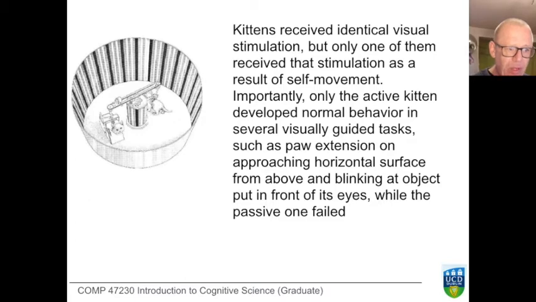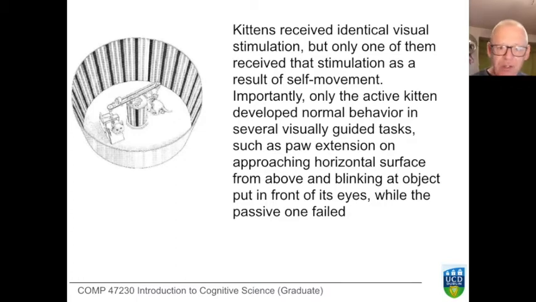After several weeks of this, only the kitten who was active had really learned to see. There are various tests to see if a visual system in a cat is working normally. So if you approach a horizontal surface from above, take your cat and bring it down towards the table, it will put out its paws because it understands that a surface is coming up. If you put an object in front of its eyes, it will blink because it understands that that is in close spatial proximity. And the kitten who had done all the heavy lifting, who had done the walking, responded normally to these tests, while the passive kitten did not. It had, in many respects, failed to learn to see.